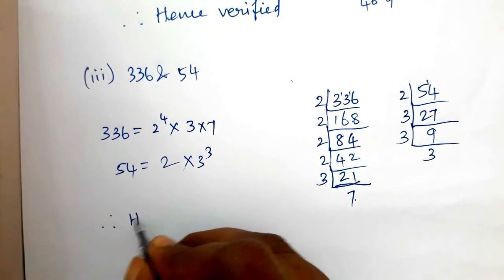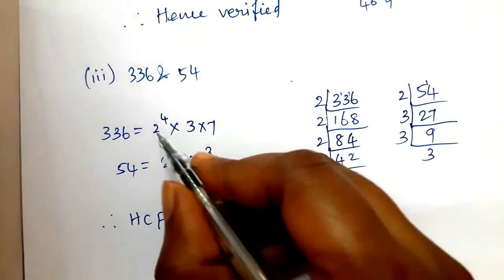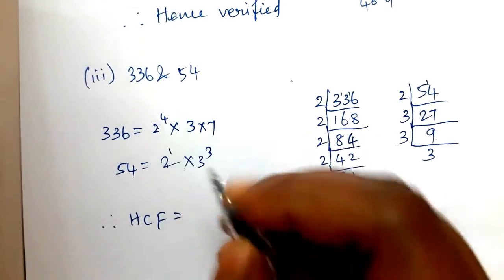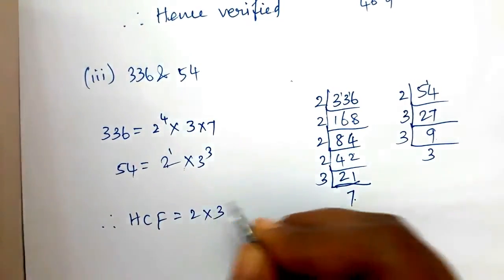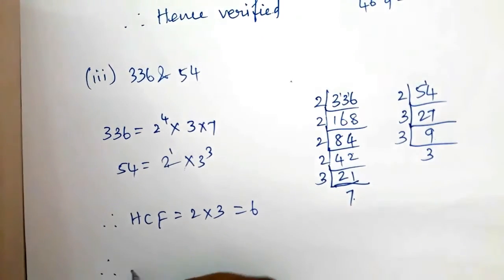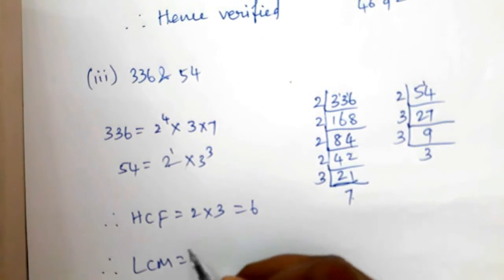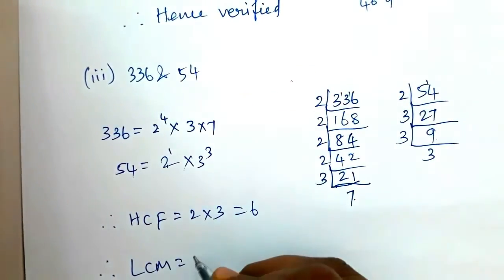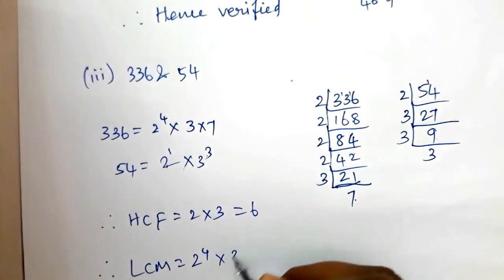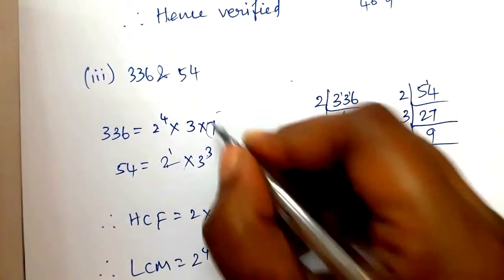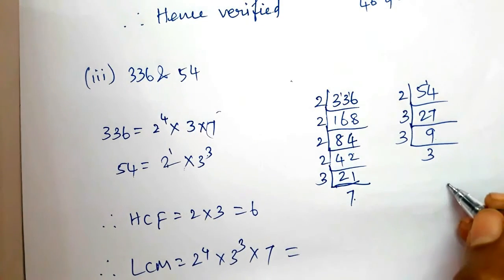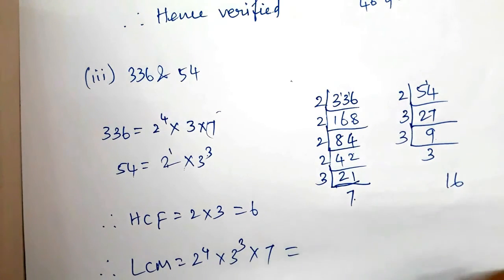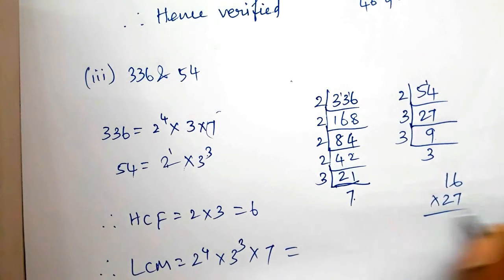Therefore HCF equal to our least exponent 2 into 3. So 2 3s are 6. Therefore LCM equal to, we have to write the highest power into, we have to write the remaining factors also. Now 2 power 4 means 2 2s are 4, 4 2s are 8, 8 2s are 16, and 3 cube means 27. Do the multiplication here.